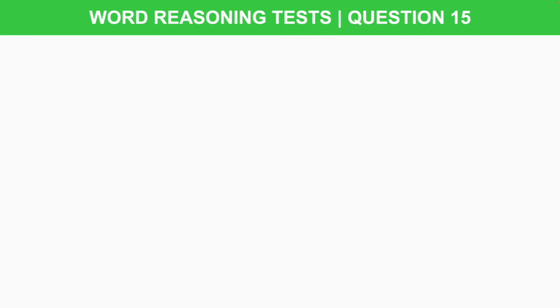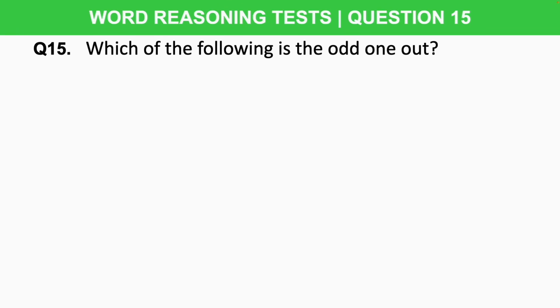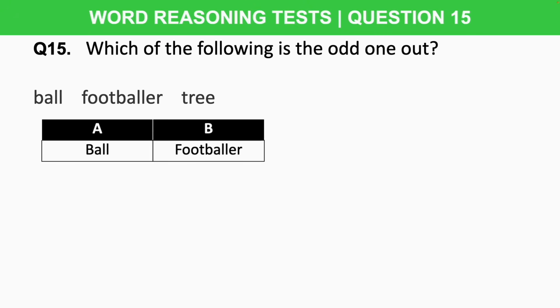Great, let's move on to the last question type of the Thomas GIA assessment, which is word meaning tests. The requirement of this test is to simply select the odd one out from the group of words. So here's the question for you. Which of the following is the odd one out? Ball, footballer or tree? So is it A, ball, B, footballer or C, tree?